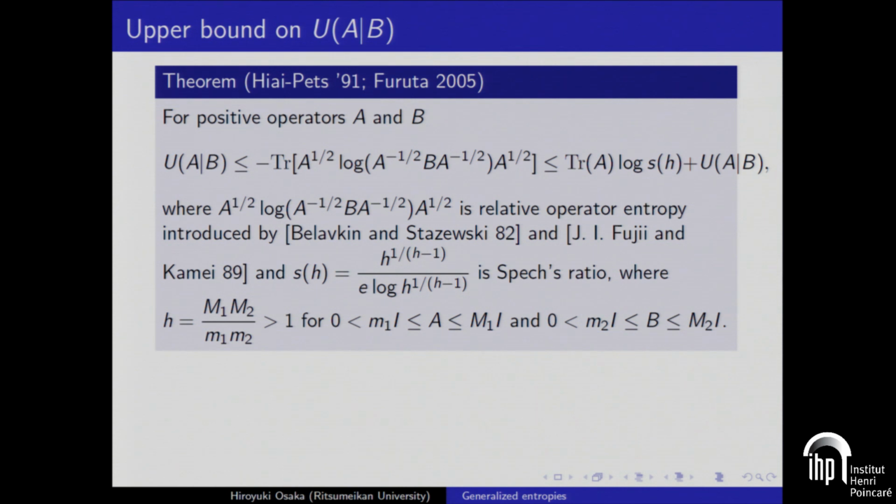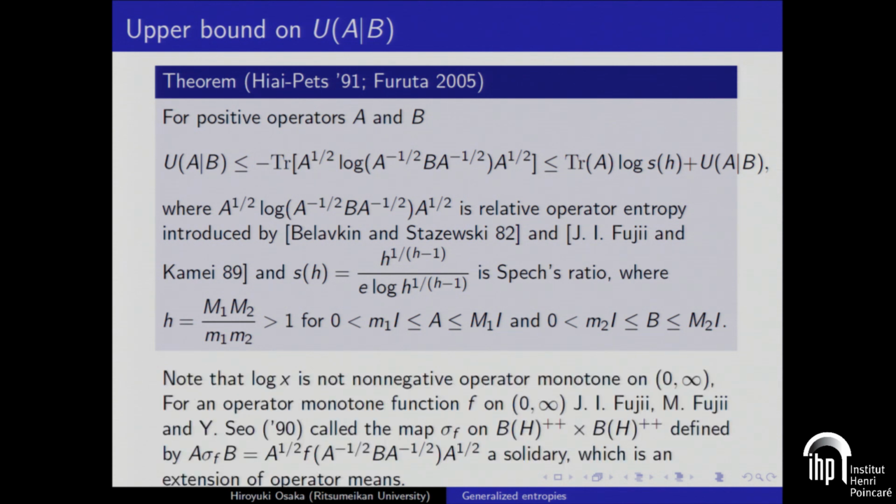And also Fujii and Kamei introduced this type of operator entropy. This S of H is a space ratio, and this H is defined like this, satisfying these conditions. The logarithm is not a non-negative operator monotone function, but Junichi Fujii and Masatoshi Fujii and Seo call the map sigma F. Like this one is a solidarity, in some sense an extension version of operator mean.